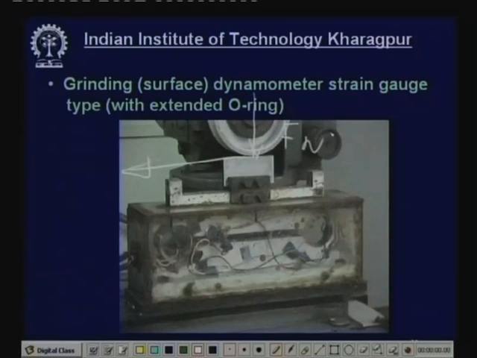So two forces. Because of the force Fn, the strain gauges mounted at this point will be strained, and because of the force Ft, the strain gauges are mounted on the slant surfaces. The slant surfaces of this ring will be detecting this Ft. So this is the strain gauge type dynamometer. It is cheap, low cost, we can easily design and use, but not very reliable, not very accurate.